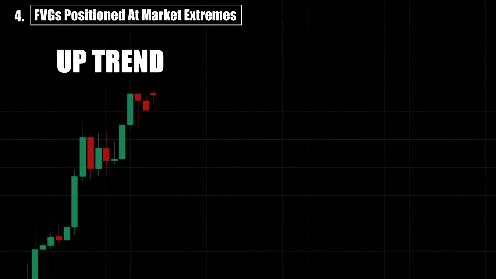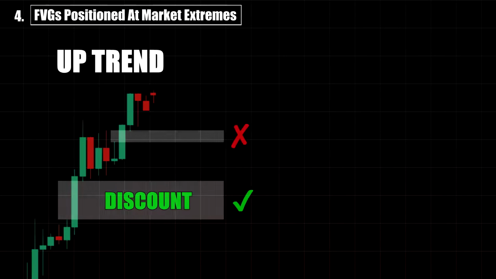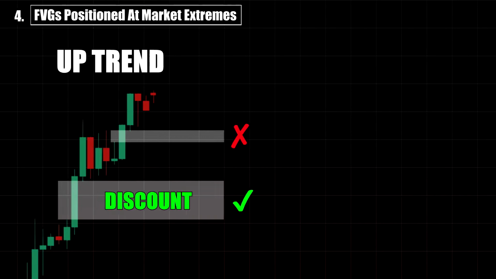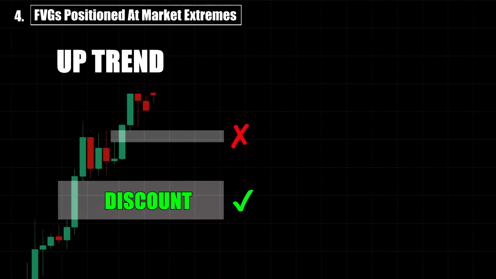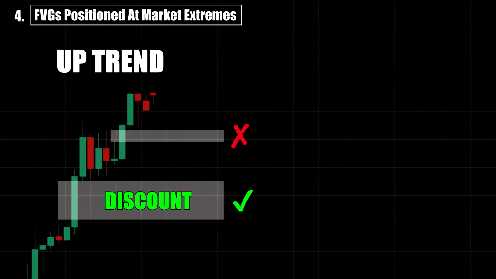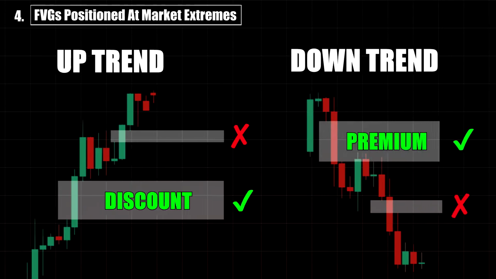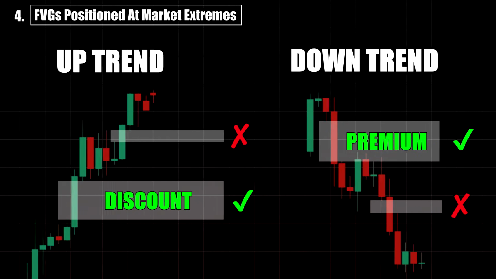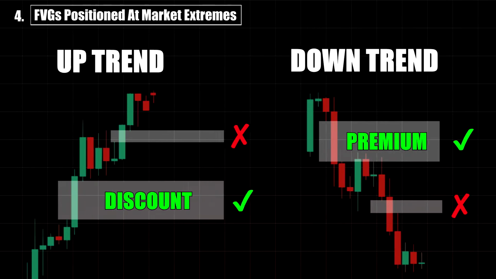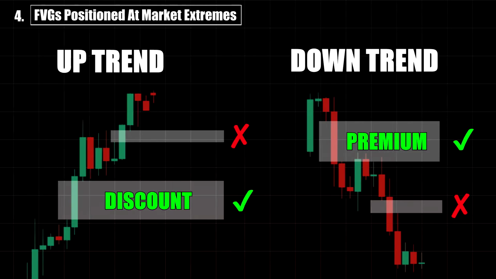In an uptrend, your focus should be on FVGs that form in discount zones, as these typically offer ideal entry points for long trades. Conversely, in a downtrend, prioritize FVGs located in premium zones to identify high-quality shorting opportunities. These strategic levels help maximize your risk-to-reward ratio and align you with the dominant market direction.